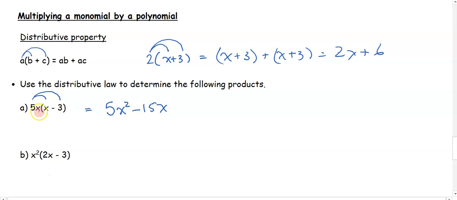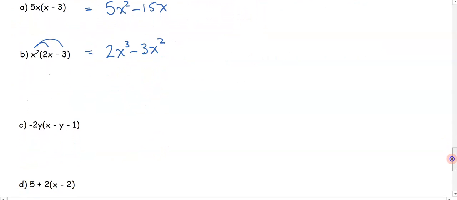The distributive law will always eliminate the brackets, right? So whenever you apply the distributive law, the brackets go away because you've done the operation, you've done the multiplication, all right? Same thing here. We are multiplying. x squared times 2x is 2x cubed. We use our power laws. x squared times -3 is -3x squared. That is our distributive law.